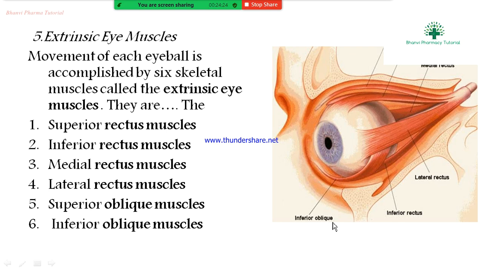The sixth one is the inferior oblique muscle. There are 6 types of extrinsic eye muscles: the superior rectus muscle, inferior rectus muscle, medial rectus muscle, lateral rectus muscle, superior oblique muscle and inferior oblique muscle. These 6 types of muscles are present in the extrinsic eye muscles.